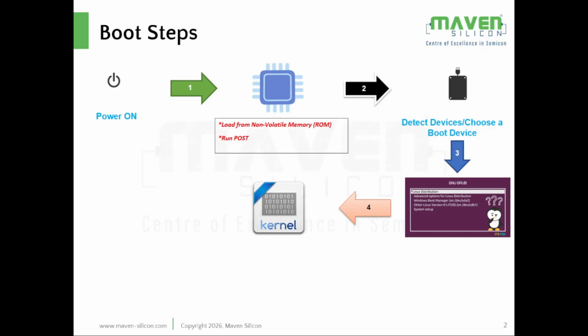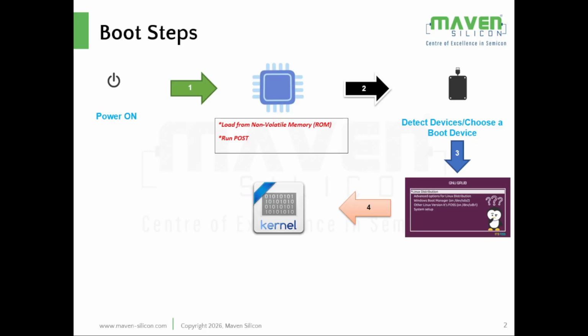Next, now the Linux kernel is loaded into the memory. The kernel is the core component of the operating system. It manages CPU scheduling, memory, devices, file systems, networking, and process control. Along with the kernel, GRUB also loads initramfs, that is initial RAM file system. This temporary file system contains essential drivers needed during early boot.